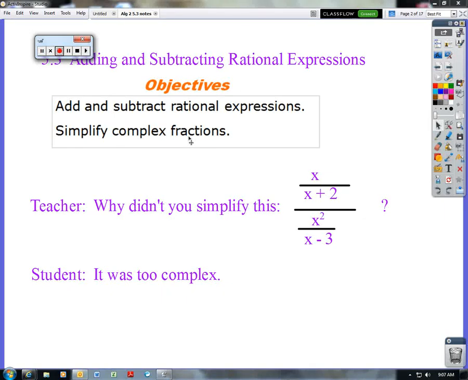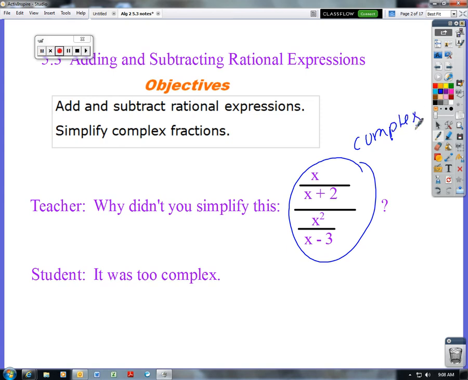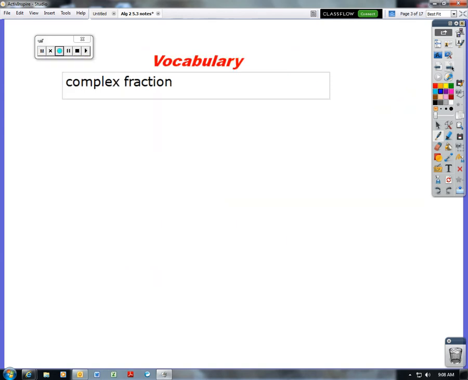5.3 is on adding and subtracting rational expressions. And this joke will make sense if you knew that this fraction is called a complex fraction. So it was just too complex for that student to solve, or actually to simplify. We will be factoring again, and there are complex fractions like I just mentioned.